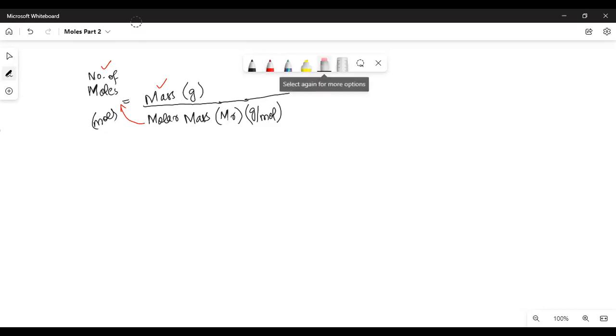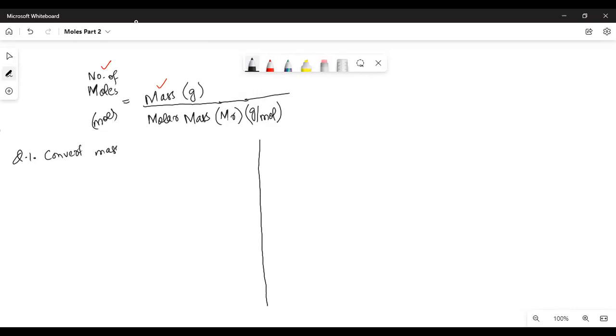Okay, so let's clear this one up. Let's write a couple of questions. I'm going to give you two kinds of questions. For number one, you need to convert mass to moles, right? And for the second kind, you need to convert moles to mass.